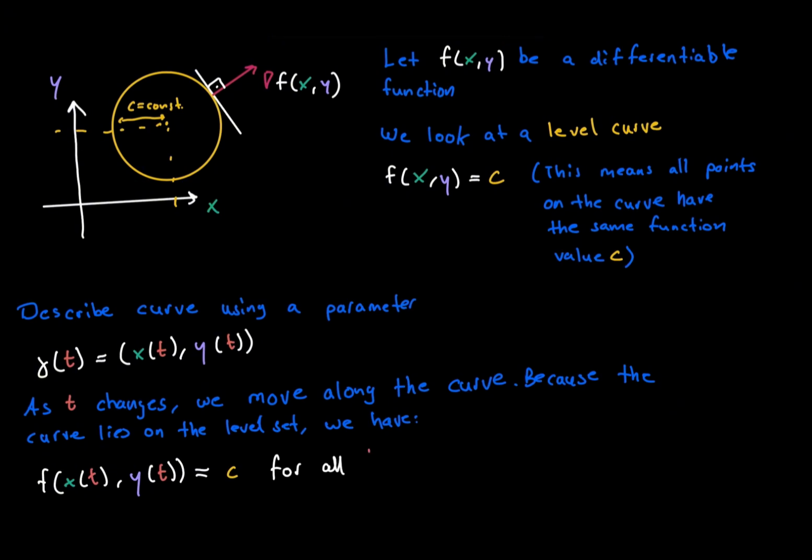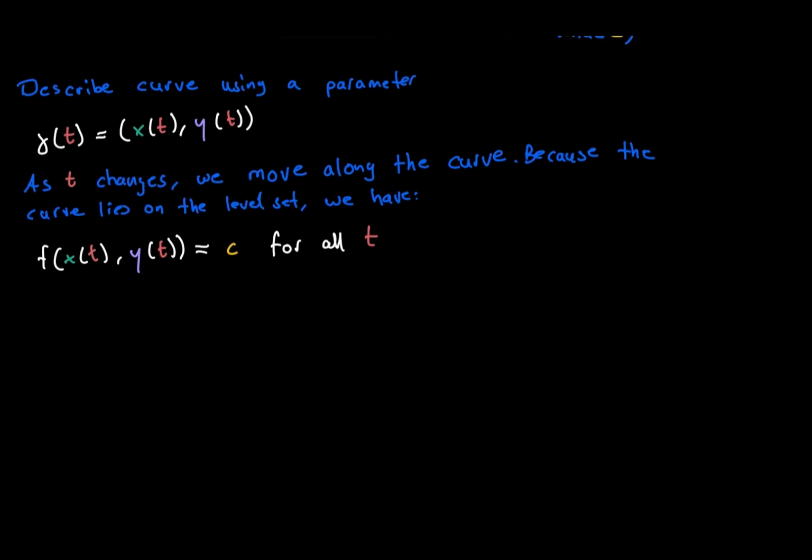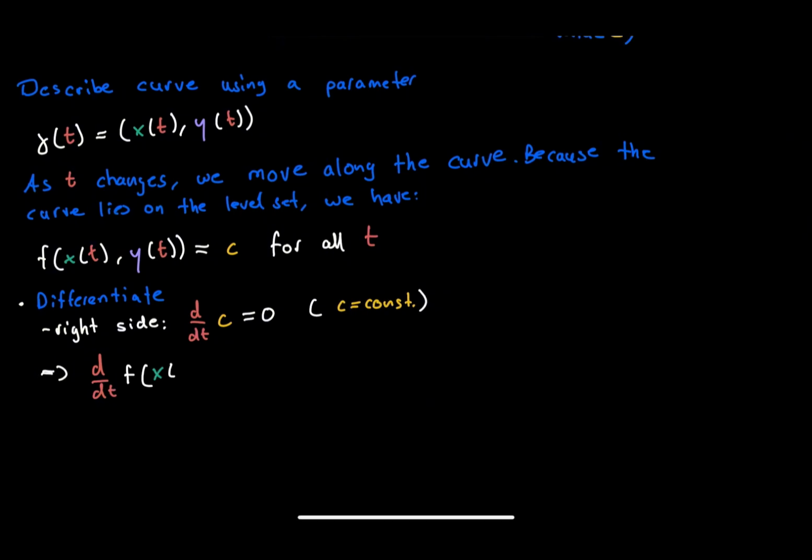for all t. Now we differentiate both sides with respect to t. On the right-hand side, c is constant, so its derivative is 0. So we get the derivative with respect to t of f of x of t, y of t, equals 0.